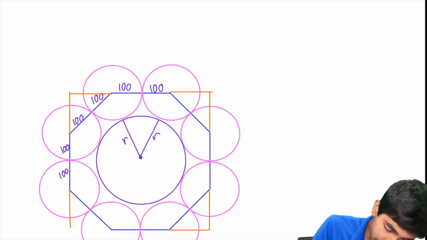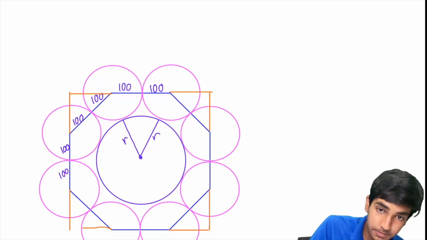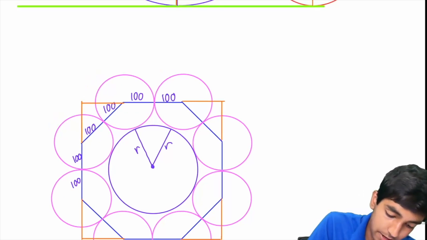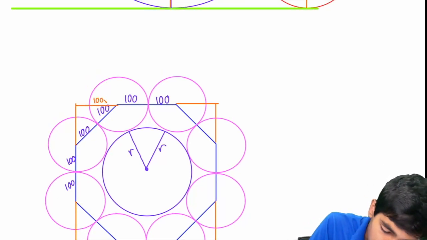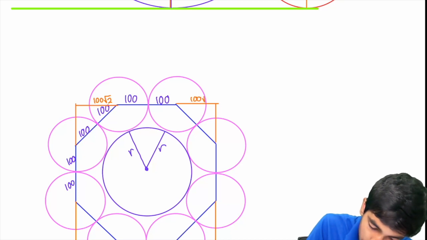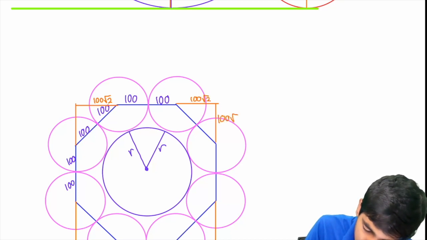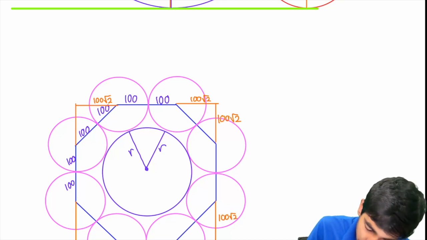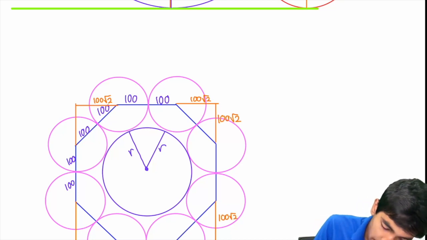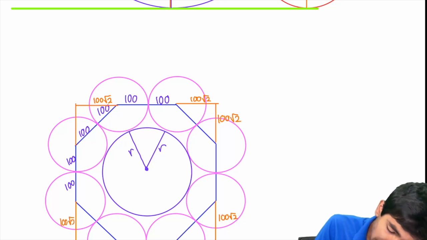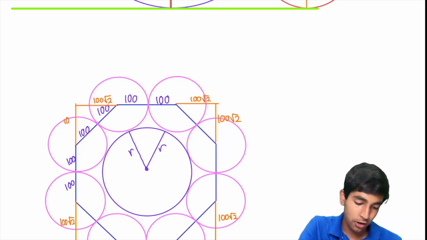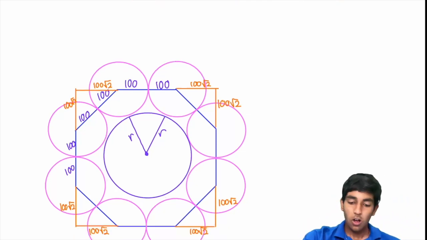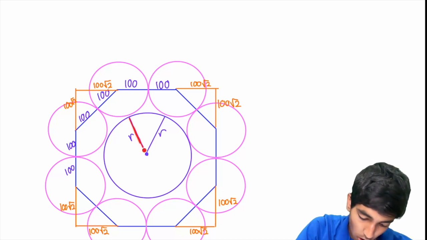As you can see, I'm extending all the sides of this octagon. So by our 45-45-90 ratios, this is 100√2, 100√2, 100√2, 100√2, and 100√2. They're all 100√2 by 45-45-90, because the hypotenuse of these 45-45-90 triangles is 200. Okay, so now we have this r.